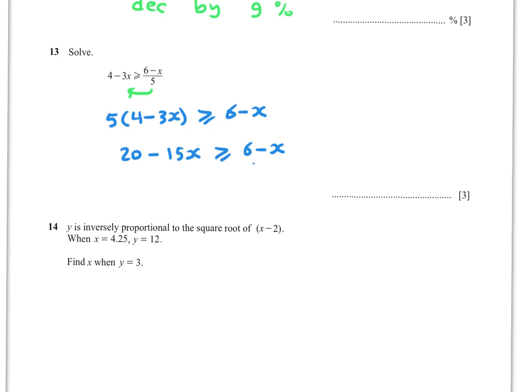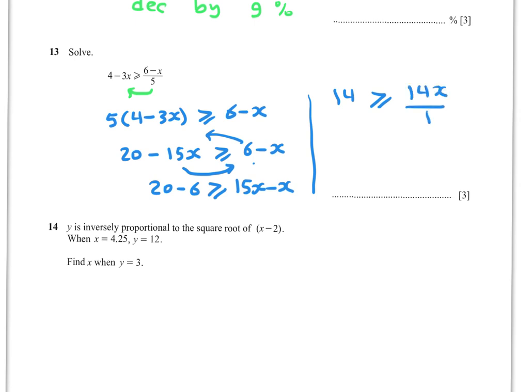Put x on one side, so transpose negative x to the other side, or you can transpose negative 15x to the other side. Now you have 15x minus x, and transpose 6 to the other side by negative, so 20 minus 6. Now 20 minus 6, 14, more than or equal to 15x minus x equals 14x. Divide by 14, divide by 14, so x less than or equal to 1. So x less than or equal to 1. This is the solution for the inequality.